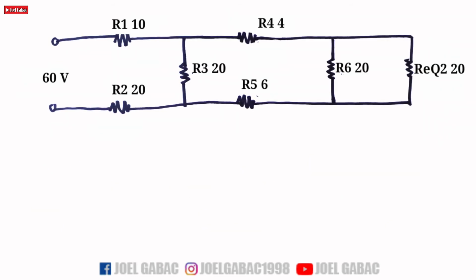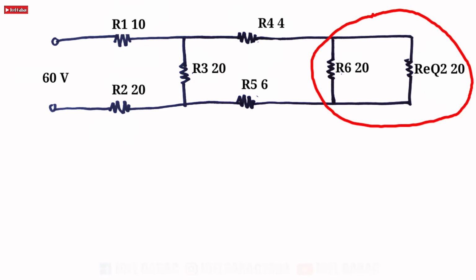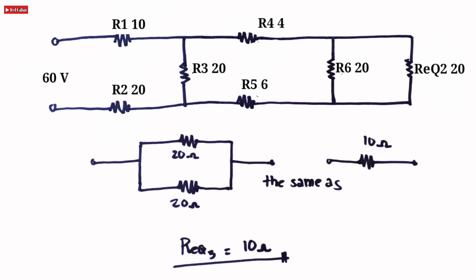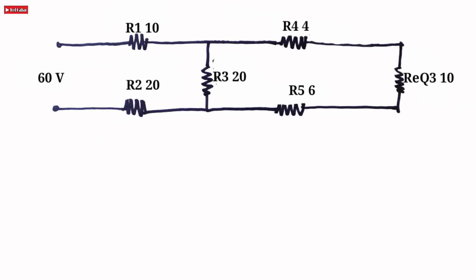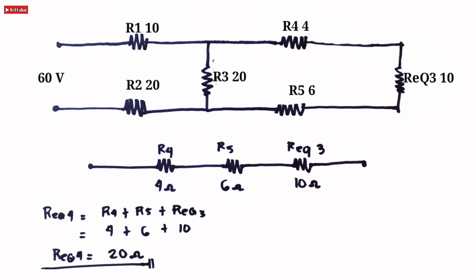After this, we redraw the circuit again and analyze. We see that R equivalent 2 and R6 are connected in parallel with the same value of resistance. Therefore, we simplify them as 10 ohms. After this, we redraw again the circuit and simplify. We see that R4, R5, and R equivalent 3 are connected in series. So by the formula of series connection, we simply add the 3 resistances. 4 plus 6 plus 10 is equal to 20 ohms.